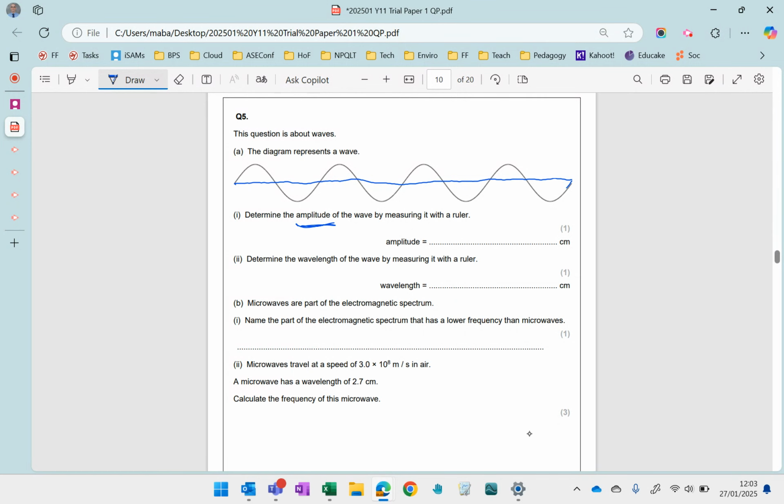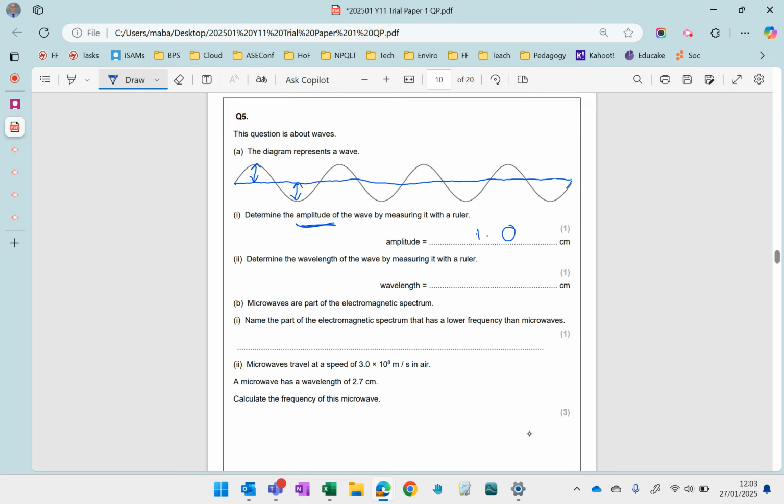Okay, so if you put the equilibrium position in, then the amplitude is defined as from the equilibrium position either to a peak or to a trough. If you measure that carefully, that's 1.0 centimeters, right?